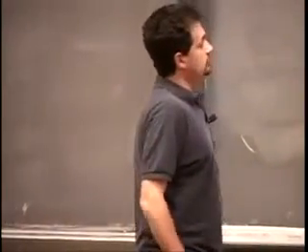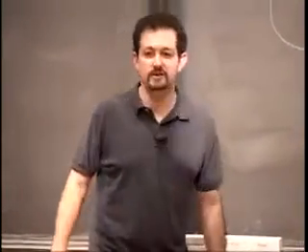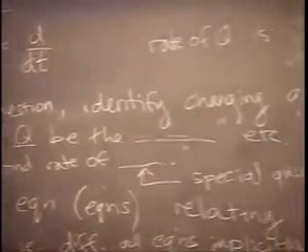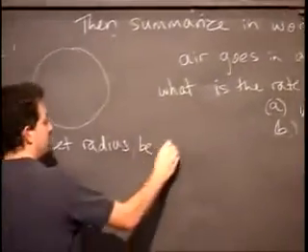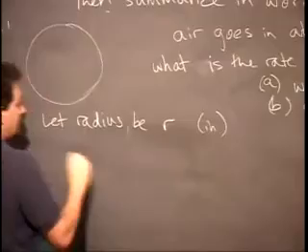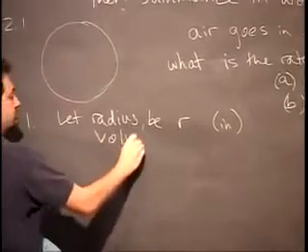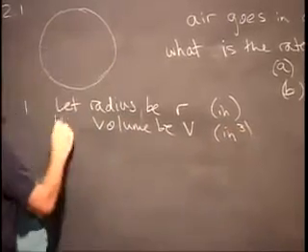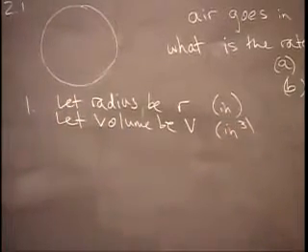So we're going to have to do some work. What are the relevant quantities here? Let's look at step 1. It says, identify the changing quantities. Well, we've really only got 2 relevant quantities here. We've got the radius and the volume. So let the radius be r in inches, and let the volume be V in inches cubed. It's a good idea to put the units down there so we get them right at the end.